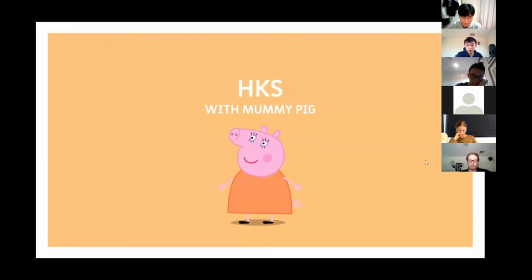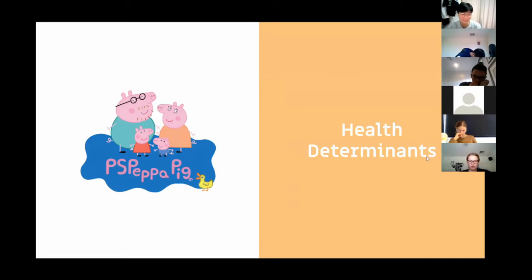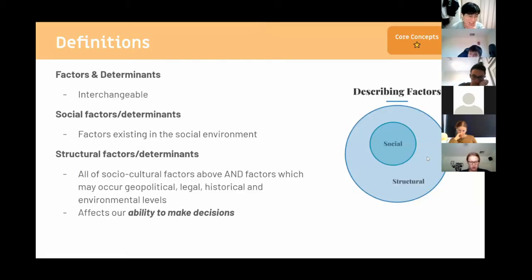Yeah, okay. So time for the best subject, HKS. All right, so we're going to go through health determinants today. And basically, this is kind of like what HKS is. It describes how different factors affect health outcomes. And today we'll be going through health determinants.